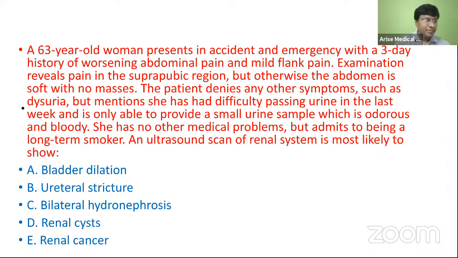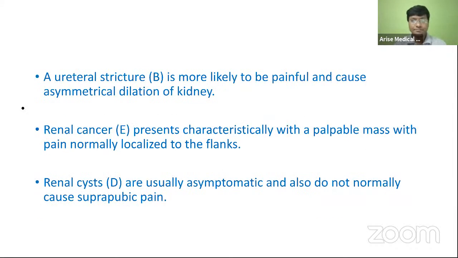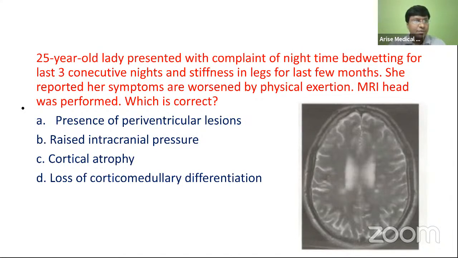Next, we will move on to the next question. This is a very interesting question, and let me see how many of you can answer. A 25-year-old lady presented with a complaint of nighttime bedwetting for the past 3 consecutive nights, and there is also stiffness in the legs for the last few months. She reported her symptoms are worsened by physical exertion. MRI head was performed. What is the correct statement? Presence of periventricular lesion, raised intracranial pressure, cortical atrophy, loss of corticomedullary differentiation.